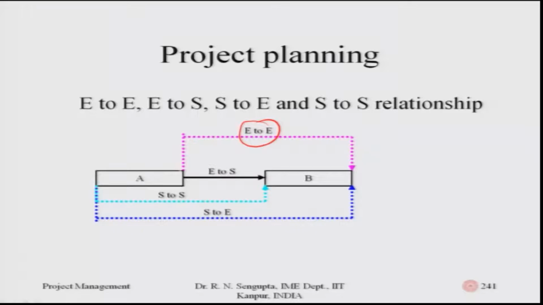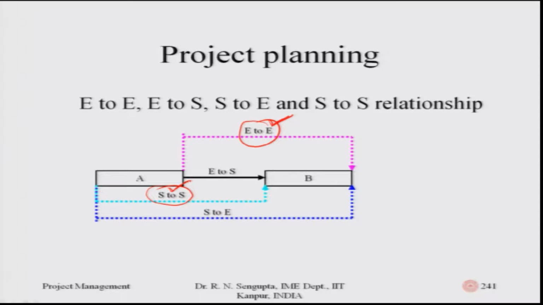The third concept is start to start, which is shown by the greenish blue arrow. It means that the starting of A and the starting of B are linked to each other with a number of days. It has no mention of the ending of A and the ending of B. Like in the first one, the ending of A and the ending of B were linked; here it is the start of A and the start of B which are linked together.